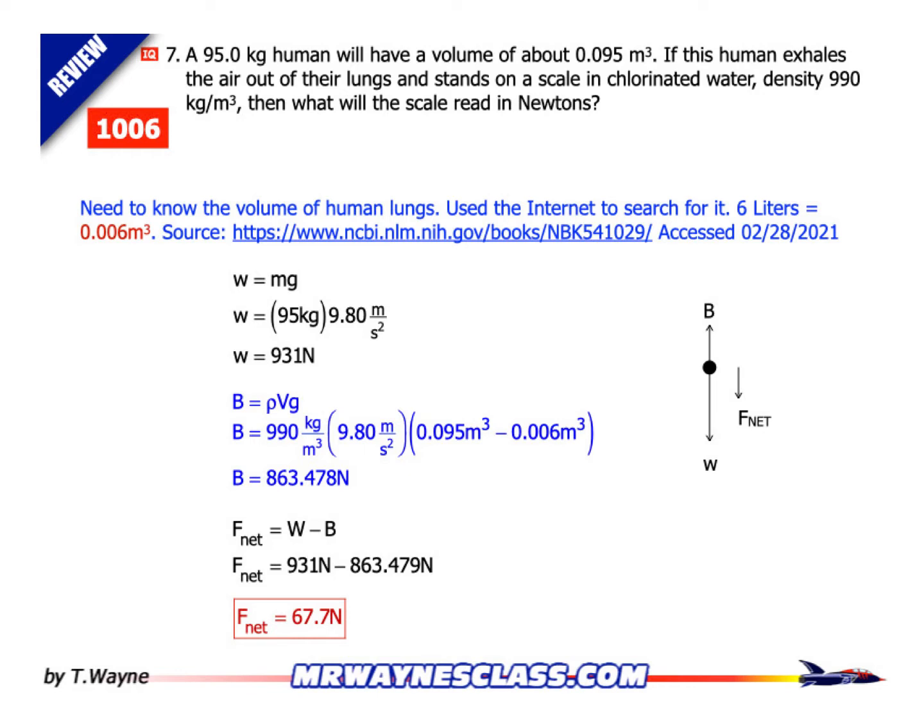All right, so if I'm thinking about this, I'll start by thinking about a net free body diagram. On the person, I've got a buoyant force going up, and then I've got weight going down. And that'll give me a net force, one force greater than the other, and that'll be what the scale reads.